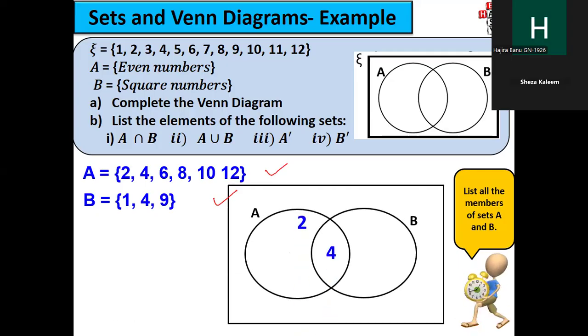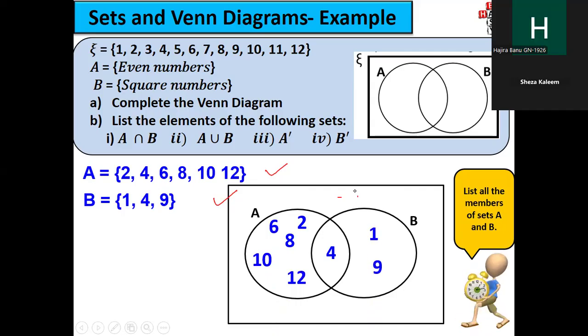Now, how to represent? Complete the Venn diagram. You will take the Venn diagram. What is common between both sets A and B? That will be written in the overlapping part. If you see what is common here, 4 is common. So 4 is written in the overlapping part. Right? Then 6, 2, 8, 10, 12 will be written in which set? Set A. What about set B?